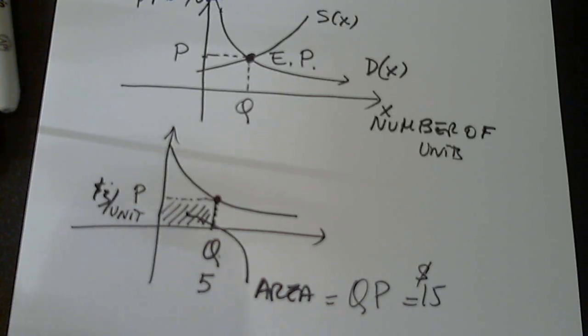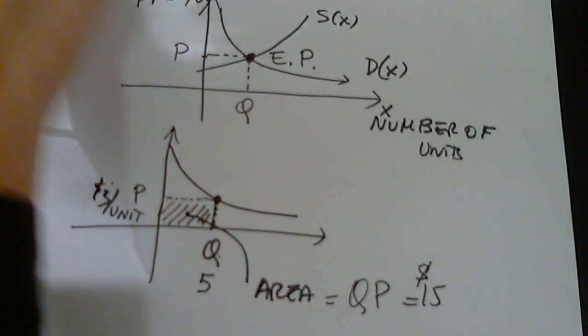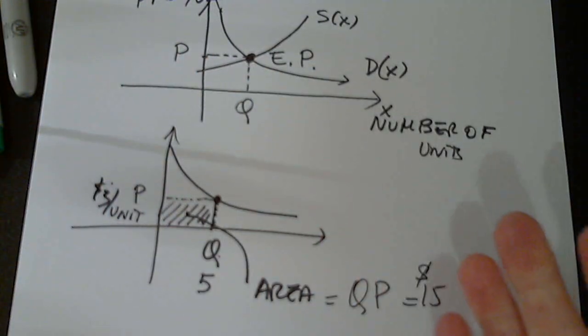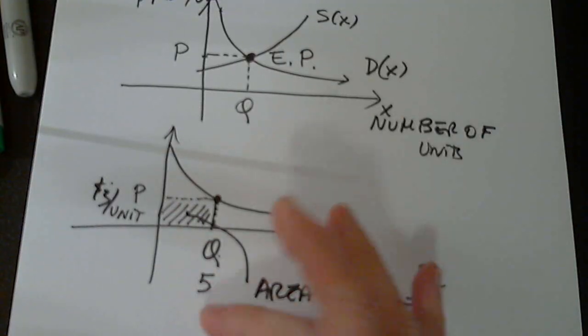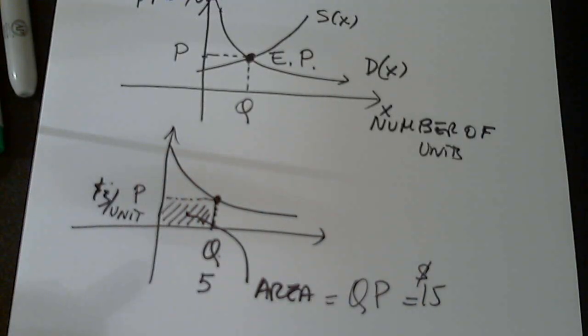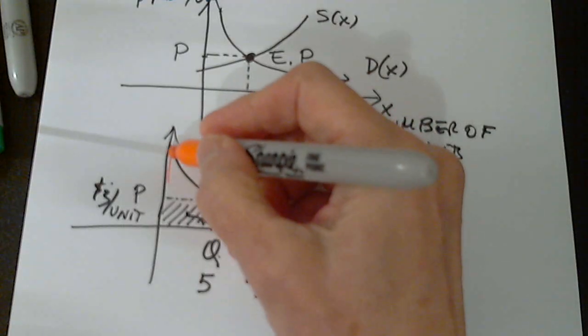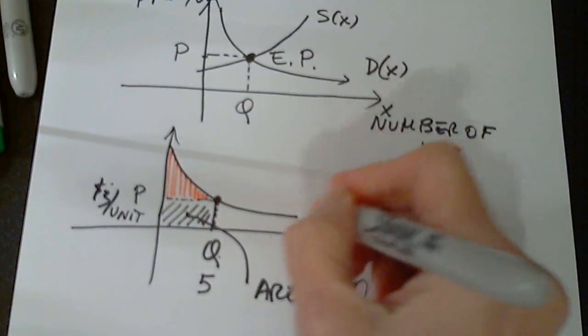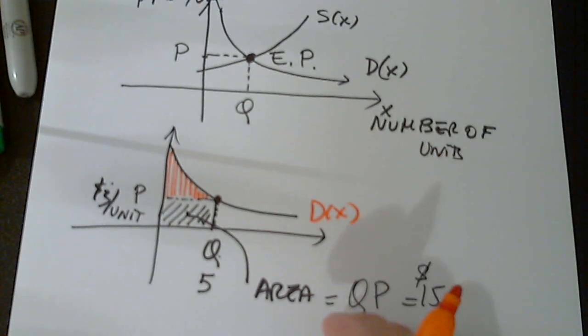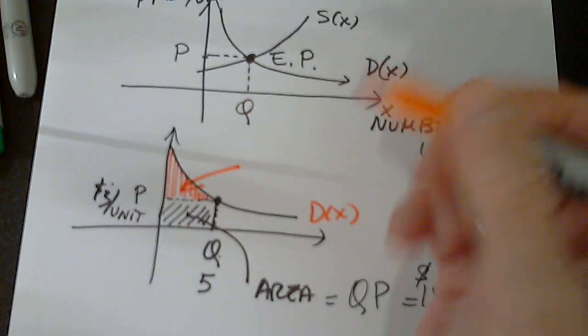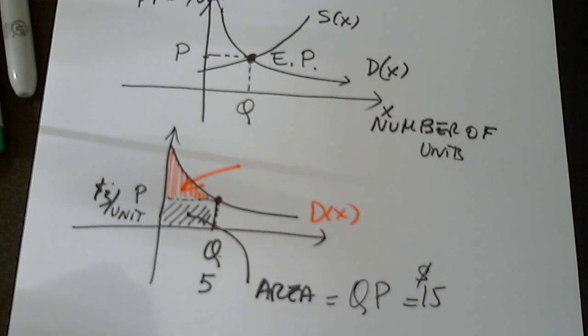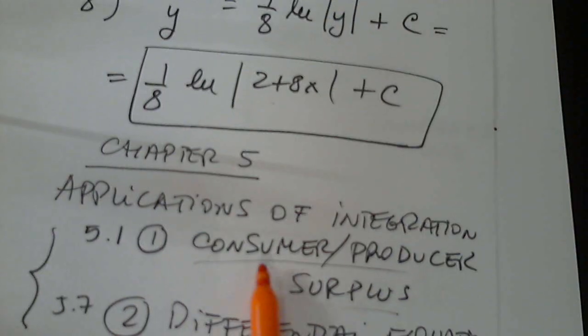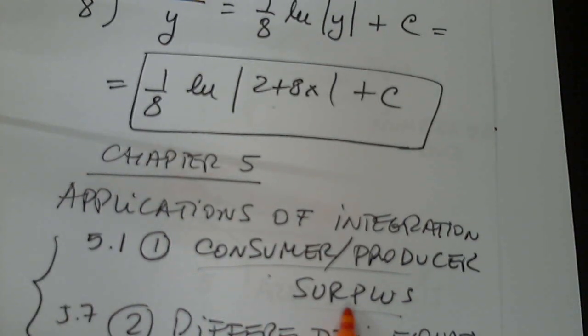It turns out that every time I buy 5 units at $3 per unit, I also have this area under the graph of d of x. And this is what we call the consumer surplus.